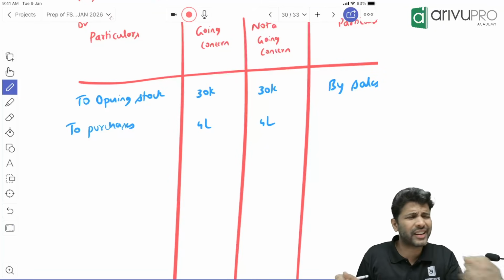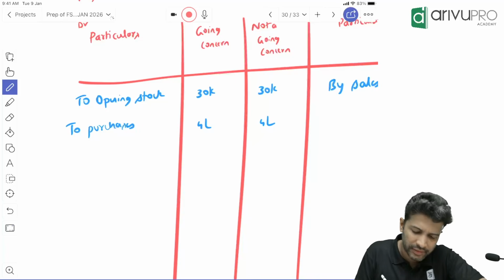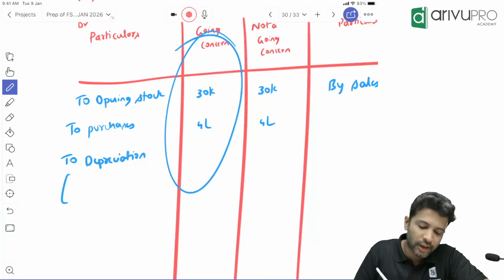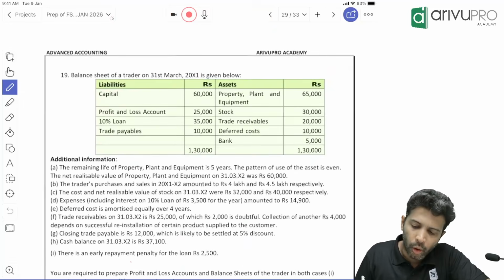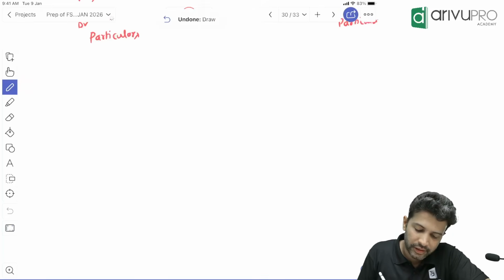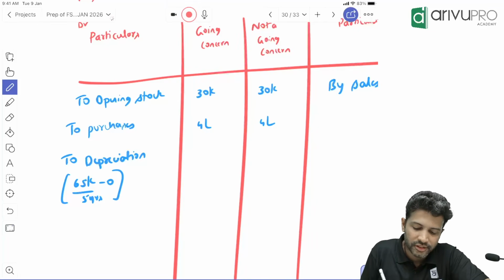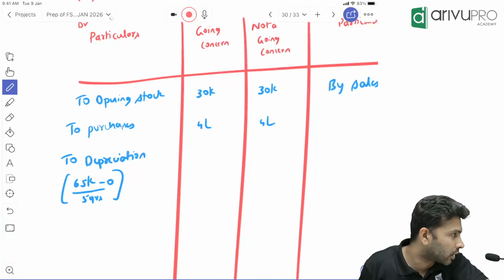Now I will not write trading P&L ka split. I will just do it together. So I will capture next expense: depreciation. If entity is a going concern, you will calculate the depreciation in the normal way. What is asset ka value? 65. How much life remaining? 5 years. Are they given residual value? No. So 65,000 is the carrying amount of the asset minus residual value, not given, 0.